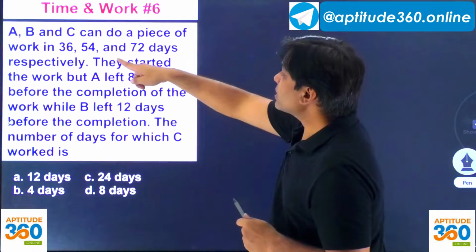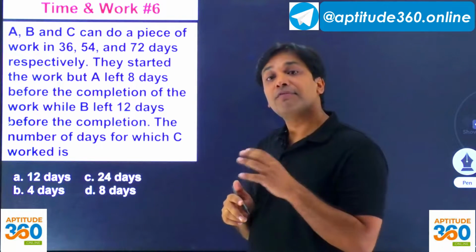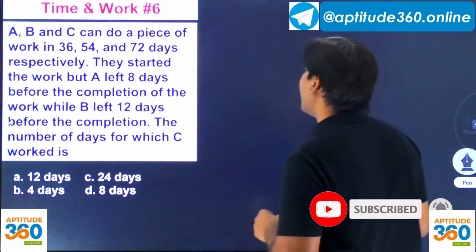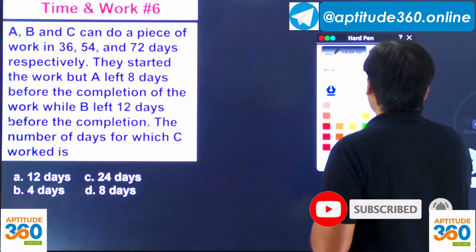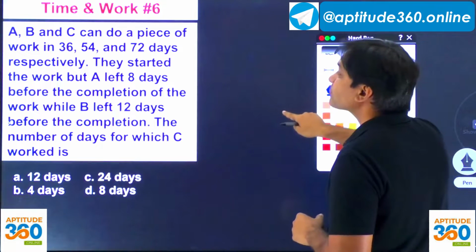What is it that we are being asked? A, B and C can do a piece of work in 36, 54 and 72 days respectively. They start the work, but A left 8 days prior to completion of the work, right?